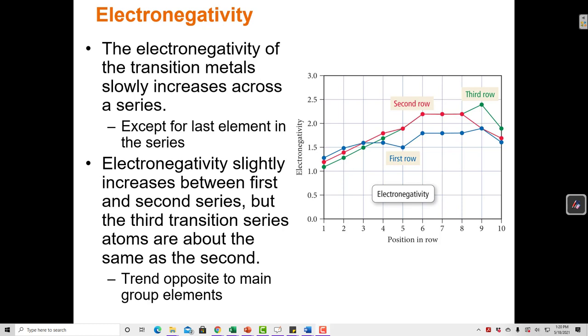is about the same as it is in the second, which is not what we expect in the rest of the periodic table. Because, again, adding those F electrons doesn't do as much as adding D electrons or P electrons or S electrons. And that's the first time we've ever added F electrons to an atom. So it's the first time that we see this kind of contradicting trend.